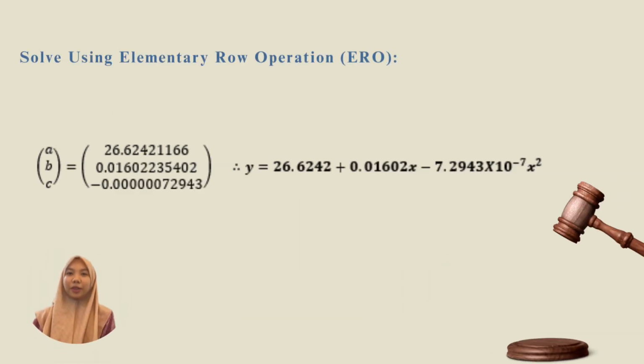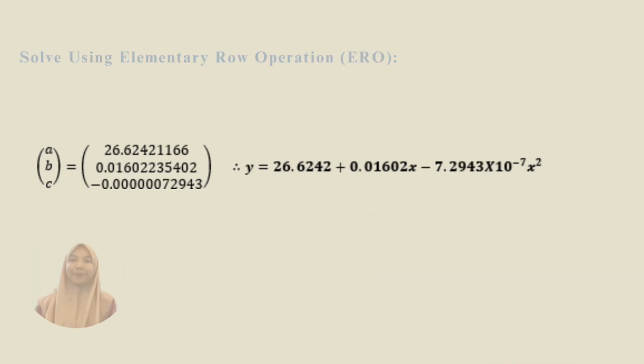Then we substitute the a, b and c values in the equation y equals a plus bx plus cx squared. Therefore, we get the equation y equals 26.6242 plus 0.01202x minus 7.2943 times 10 to the power of negative 7 x squared.